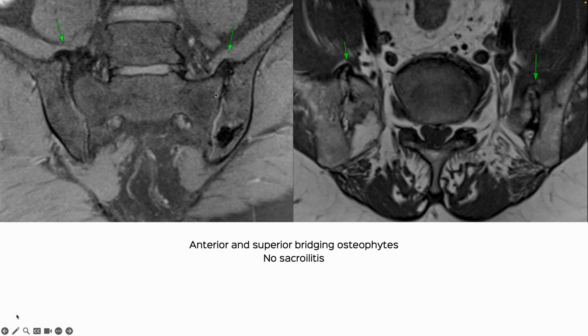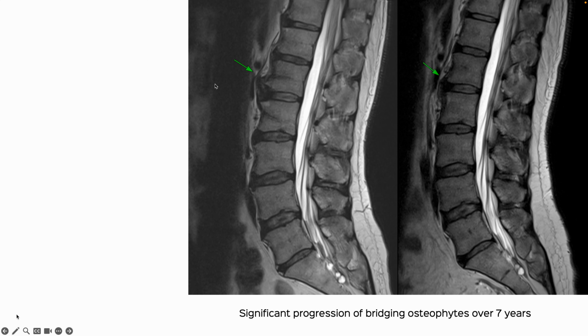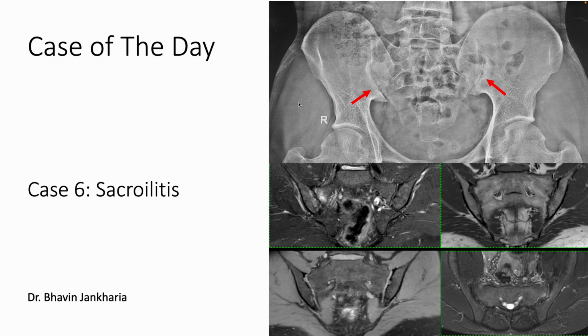There was an MRI done recently which shows these bridging anterior and superior SI joint osteophytes, but the joints are otherwise normal and there's no sacroiliitis. And there was an MRI spine from 2018, a screening study, and it shows progression of these bridging osteophytes or enthesophytes, and there's progression in the spine as well, especially at the L1-2 level. So is this DISH or is this axial spondyloarthropathy?